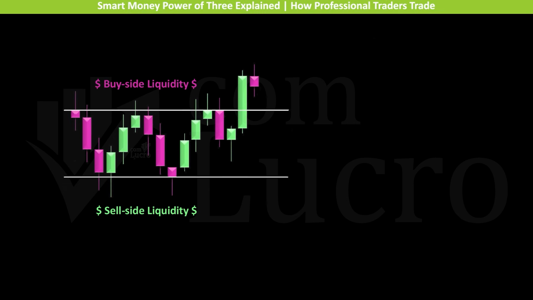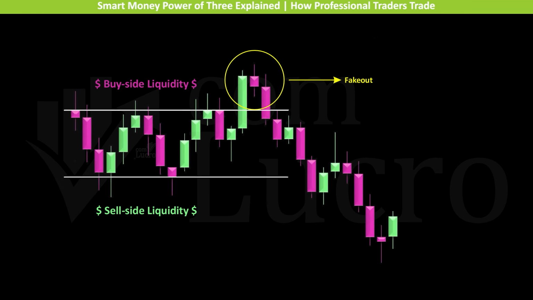Similarly, in a bearish scenario, the market forms a consolidation followed by a breakout to the upside, which engages liquidity above the equal highs. If price quickly returns back inside the range, this signals a fakeout, and the power of three pattern completes with a sharp continuation move to the downside.